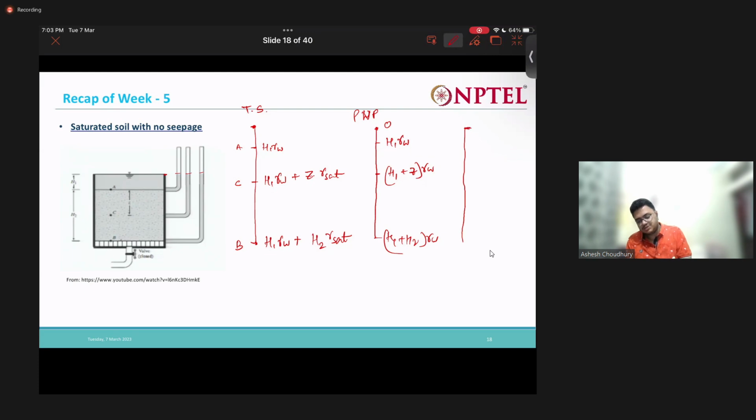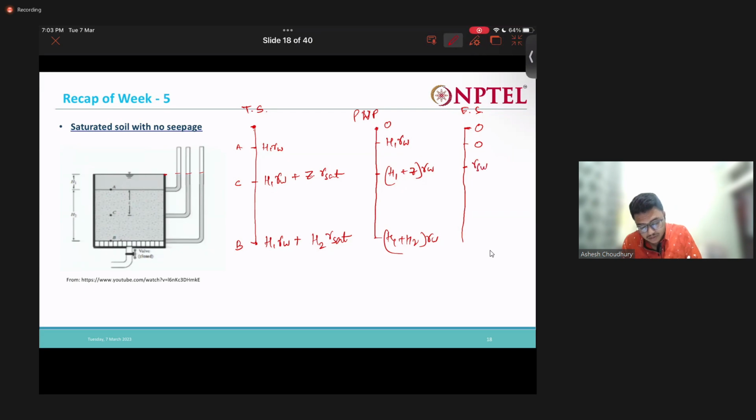Next we come to the effective stress. So effective stress here will be 0. Again at A point also it will be 0. Now let us come to point C. What will be the effective stress here? At the point C, what will be the effective stress?